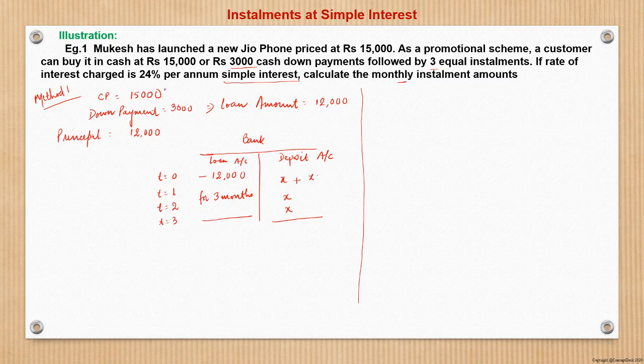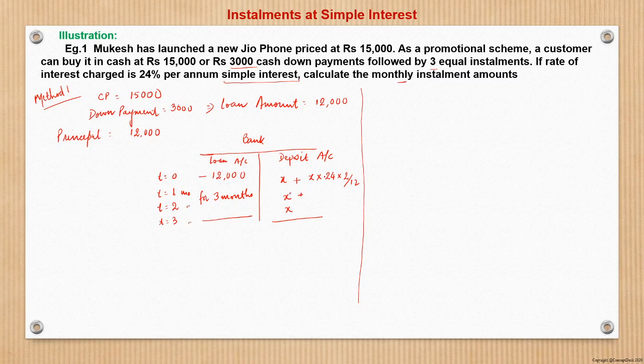Interest on x is simple interest, that is x into 24 by 100, let us make it 0.24, into time. Time is what? This is deposited at the end of the first period, so this x amount will earn interest for the next two periods, right? So that means 2 upon 12, because the time is in months.